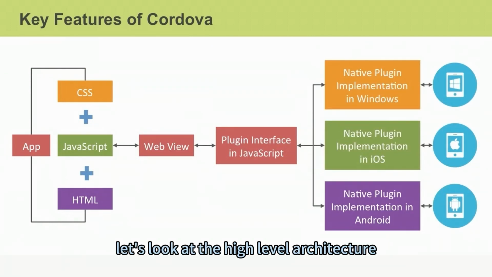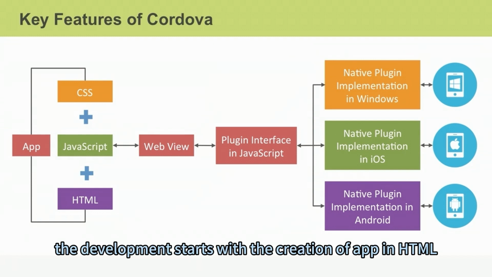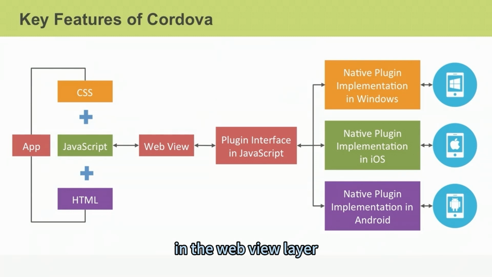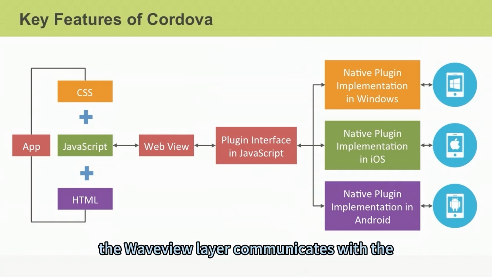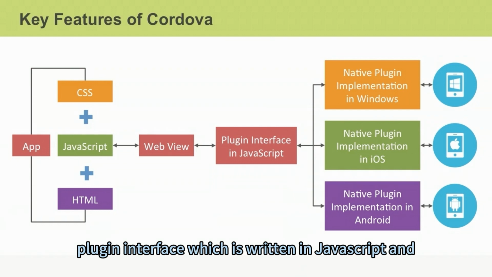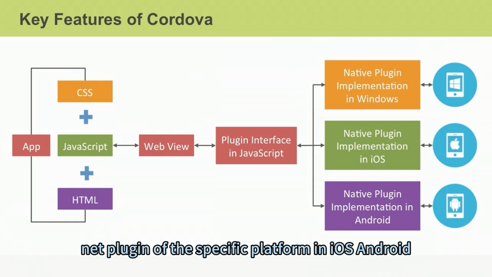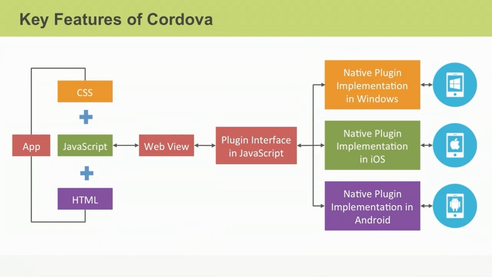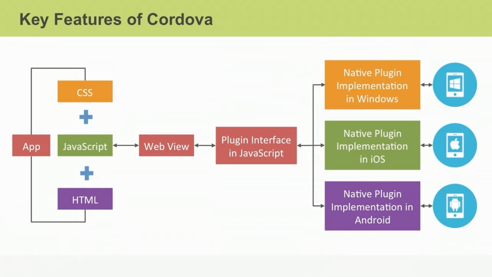Let's look at the high-level architecture diagram of Cordova. The development starts with the creation of the app in HTML, JavaScript, and CSS, which is then rendered in the web view layer of the native app on the specific device. The web view layer communicates with the plugin interface, which is written in JavaScript, and communicates with the plugin of the specific platform: iOS, Android, and Windows mobile platform. So in this video, we have learned about the key features of Cordova.